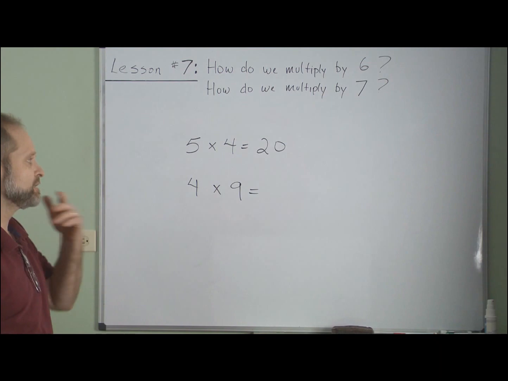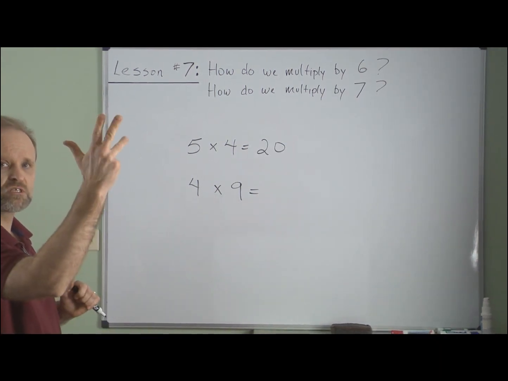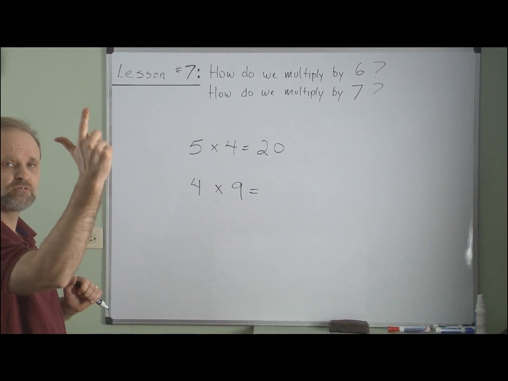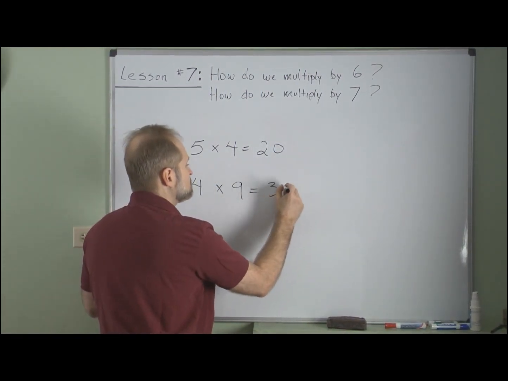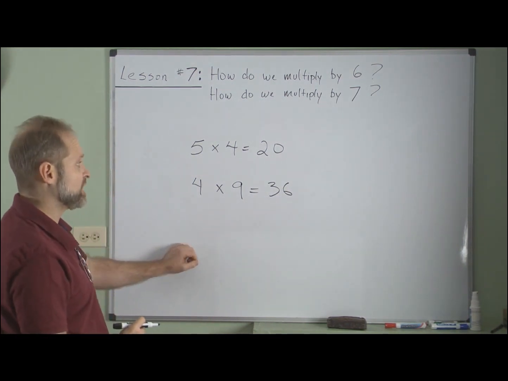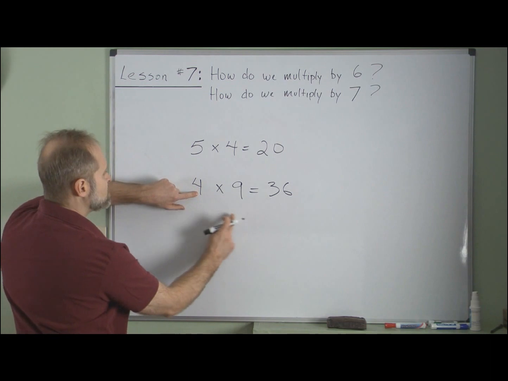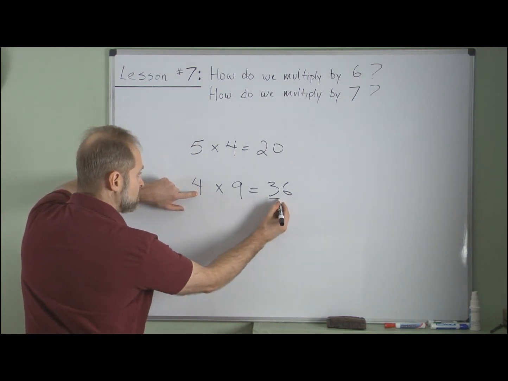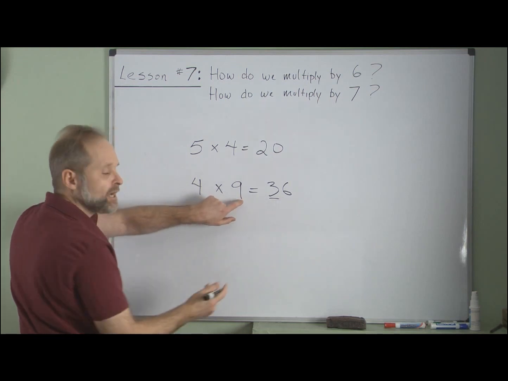Oh, there's my 9 again. But this time I'm going to count by 4s. 4, 8, 12, 16, 20, 24, 28, 32, 36. Let's check it with the 9 trick. If we check it with the 9 trick, we're going to go to 4. 4 minus 1 is 3. There's the 3. And 3 plus our 6 gives us our 9 back.